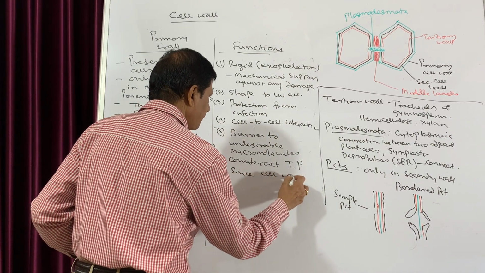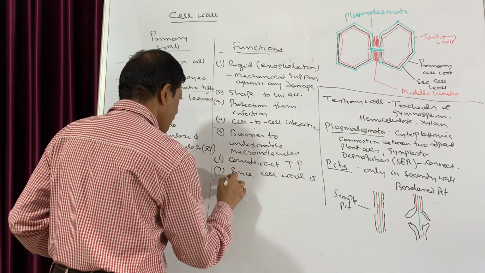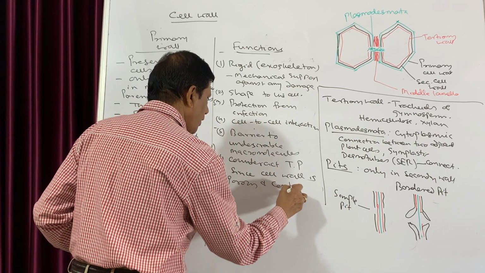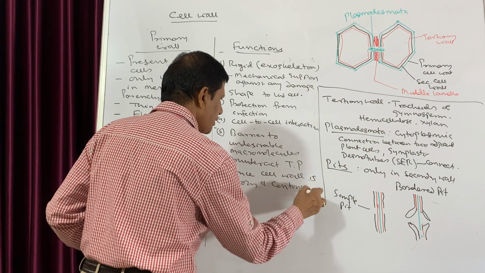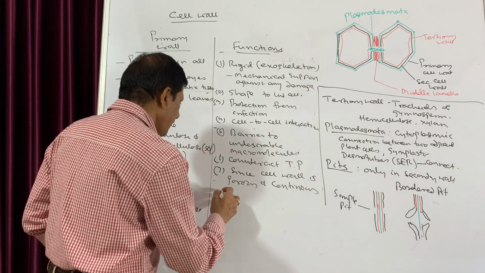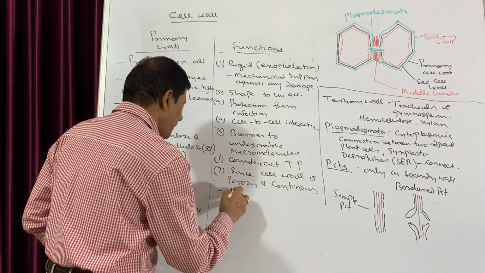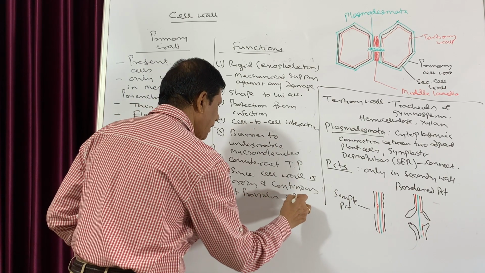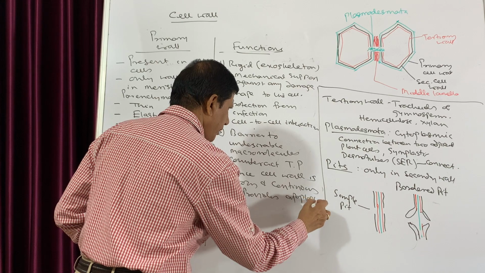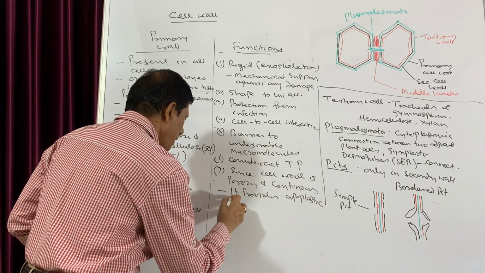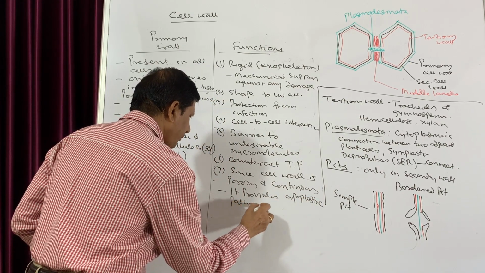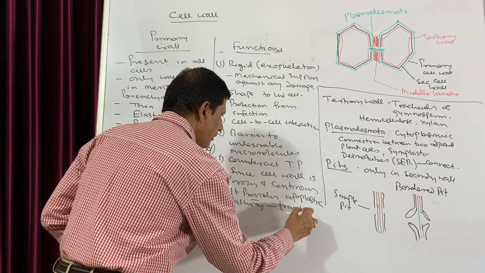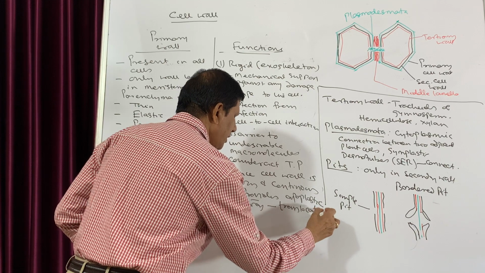Then the next function is, since the cell wall is porous and continuous, it provides an apoplastic pathway for translocation of water.